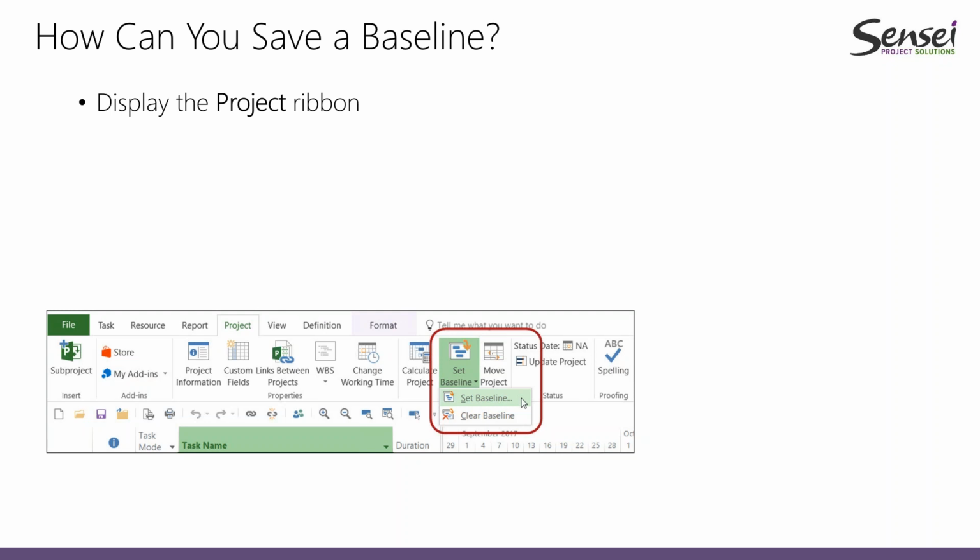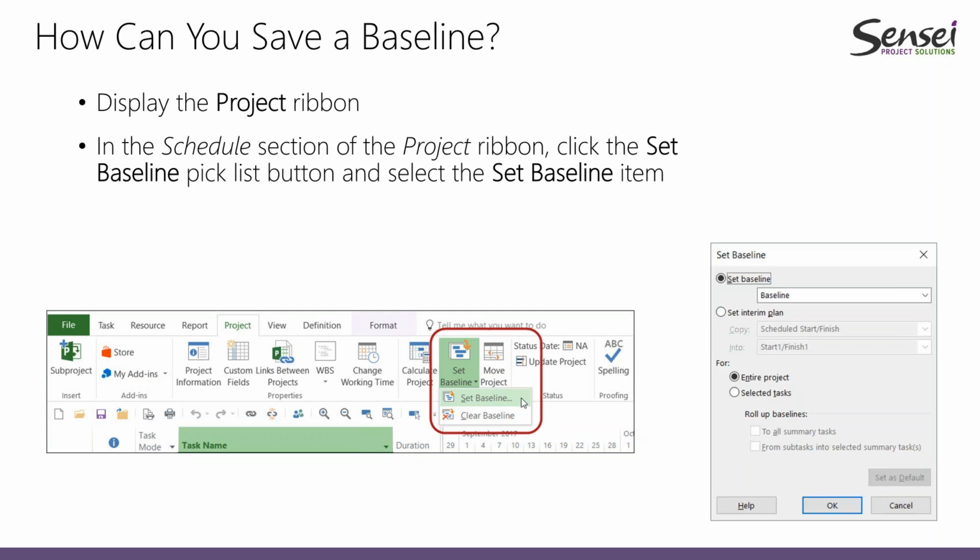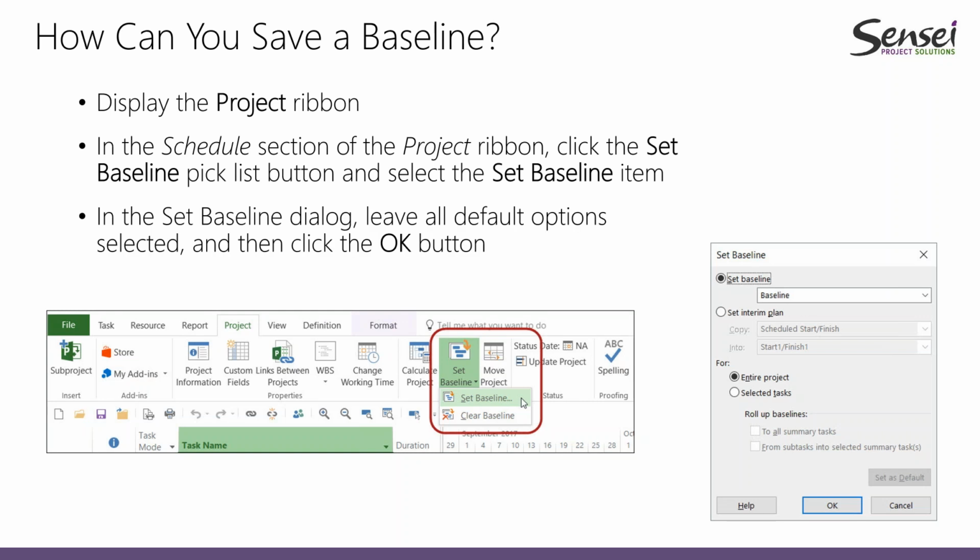In that button, you can just click set baseline, and then you have another option saying set baseline. When you set a baseline, you just leave all the default information in there, and as soon as you do, the information is going to be recorded. You just leave all the default options, and these options are going to be recorded.